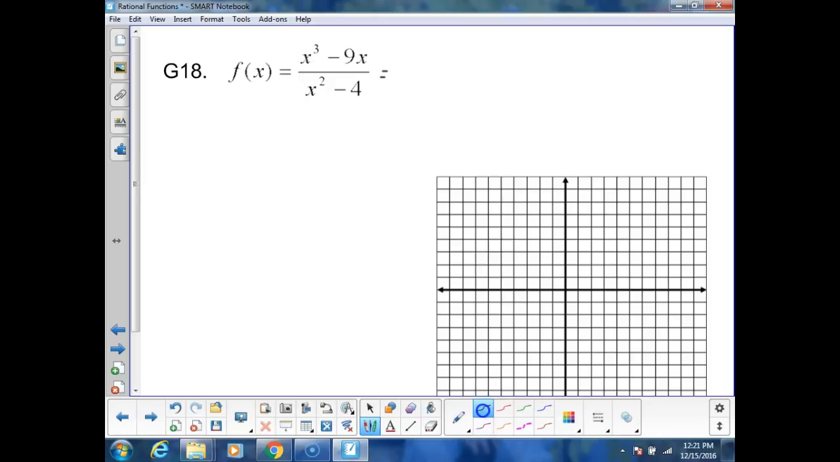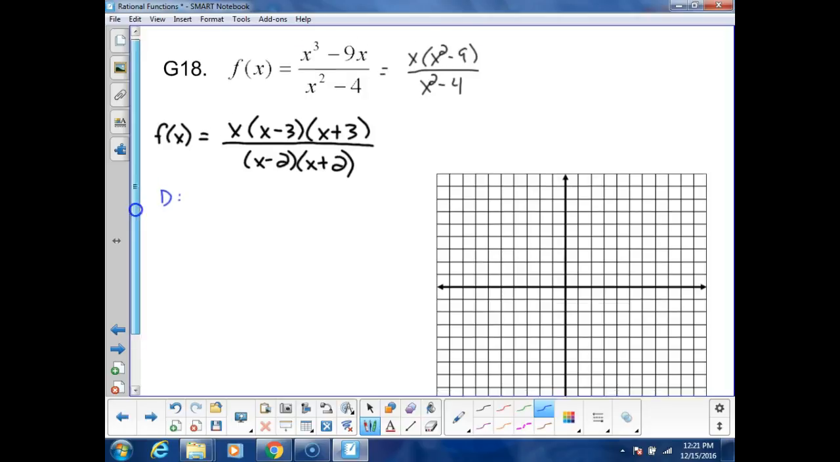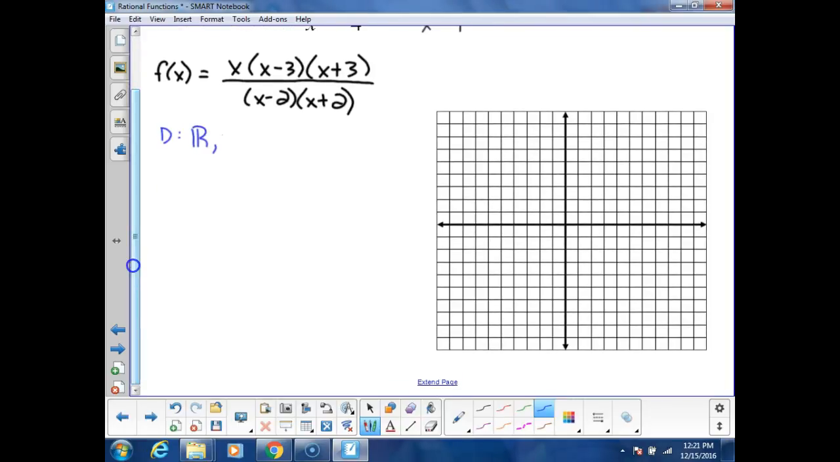So, this one. Factor out an x. So then that leaves me with f of x here is equal to x times x minus 3 times x plus 3, all over x minus 2 times x plus 2. Yes, that gives me a domain of, which gives me vertical asymptotes of x equals -2 and x equals 2.